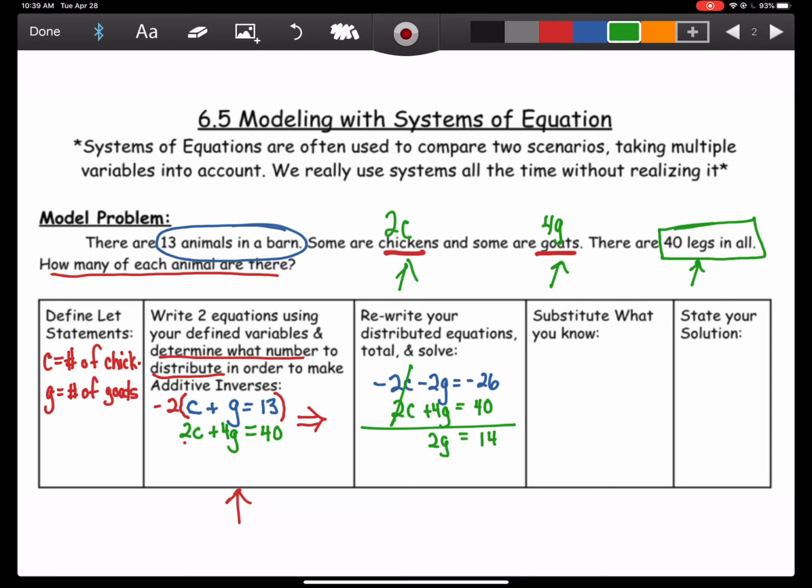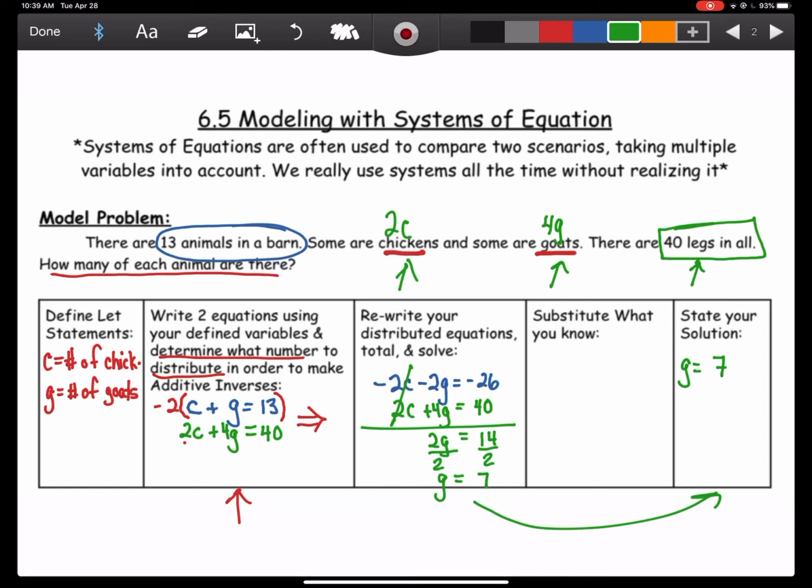Let's just double check that. So 40 minus 26. Okay. So now we think ahead. We know that g is going to equal 7, but we just need to prove it. So divide by 2, and we get that there are 7 g's, meaning I can bring that over here to my solution. The number of goats equals 7 in the barn.